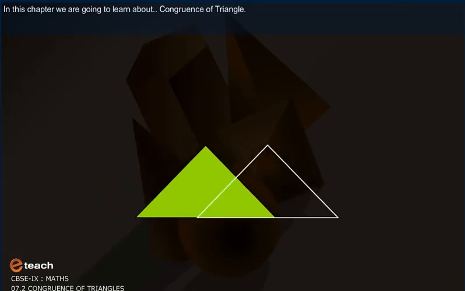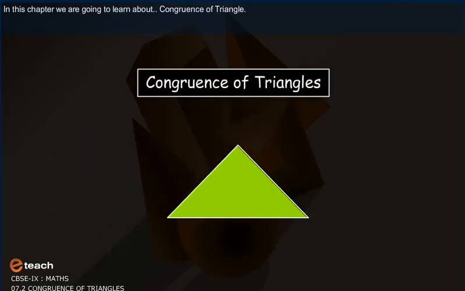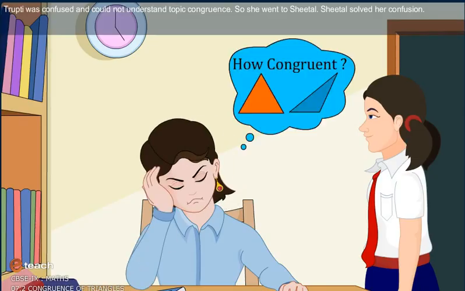In this chapter, we are going to learn about congruence of triangles. Tripti was confused and could not understand the topic of congruence. So, she went to Sheetal. Sheetal solved her confusion.